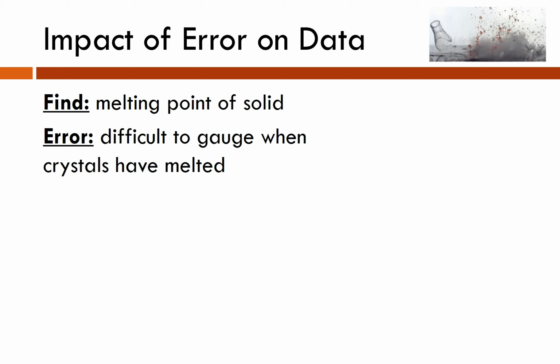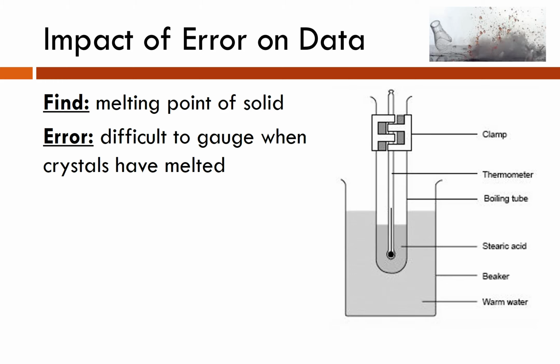Let's do another one together. So you are trying to find the melting point of a solid. Your valid source of error is that it is difficult to gauge when the crystals have melted. One technique that we'll use for melting point determination is a hot water bath. Under here we'll have something like a hot plate. You'll heat up that beaker of water, and as that heats up, it's going to cause your sample, in this case stearic acid, to melt.